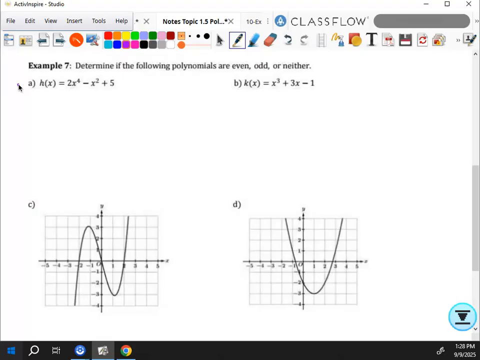And so we're going to substitute in a negative x, h of negative x. So my first step is 0 work. I substitute it in. It's going to be 2 times negative x to the 4th minus negative x squared plus 5.